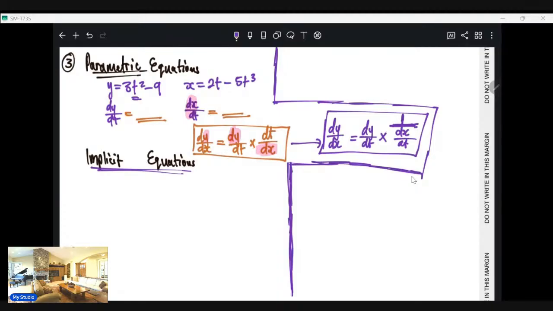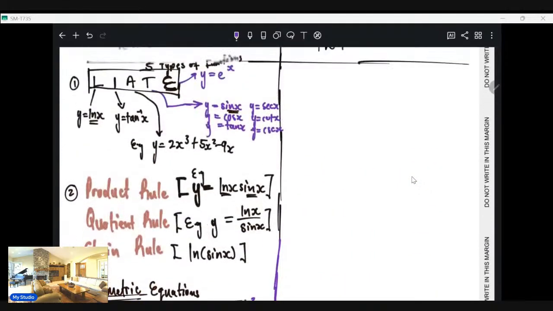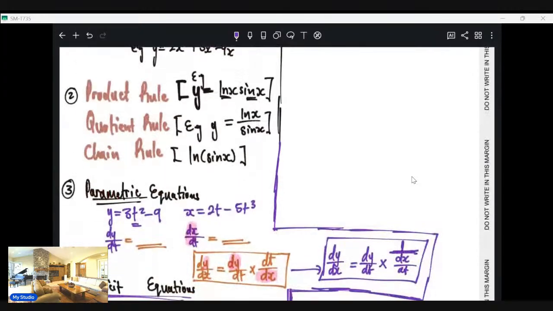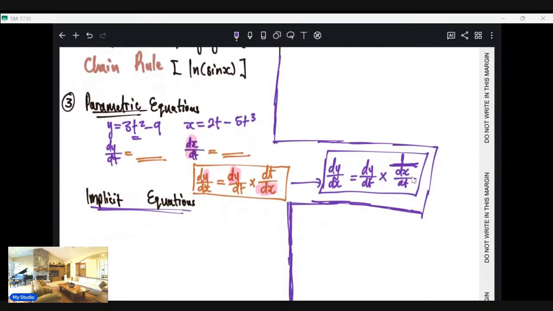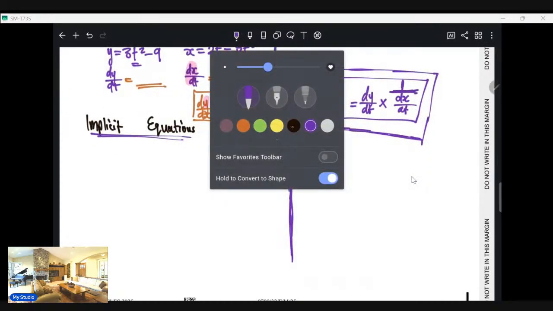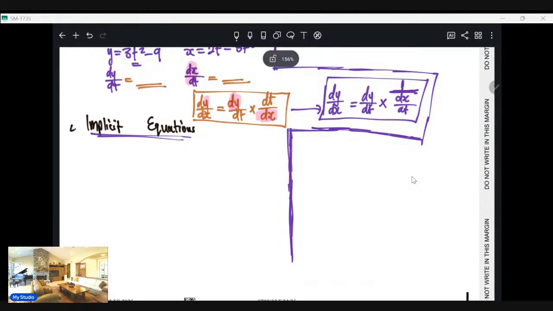Good. You should know the 5 types of functions. The table is given in the exam. Product rule, quotient rule, chain rule, they are shown in the exam, but you must know how to use them. Then you go to parametric equations. Then you go to implicit equations. That's the next thing you must know. As you know the whole of differentiation, the whole picture of differentiation.